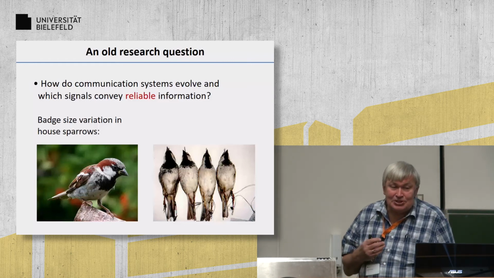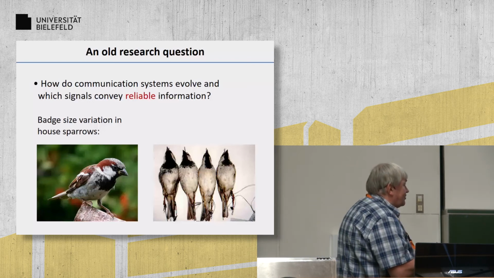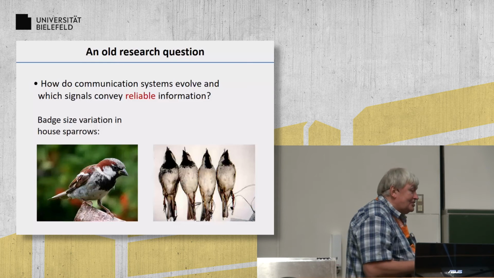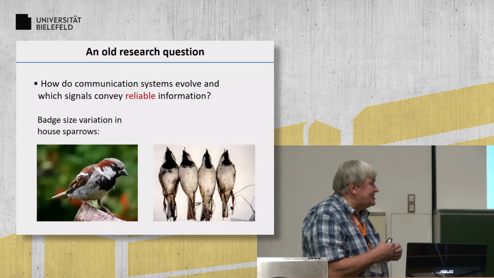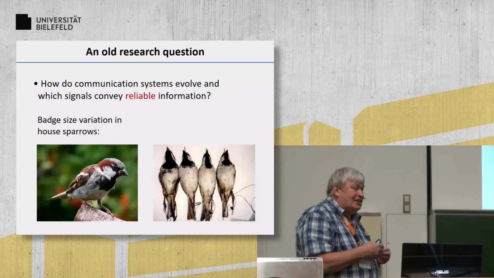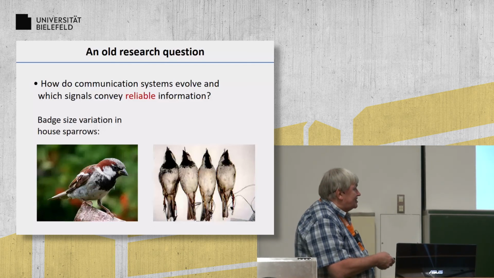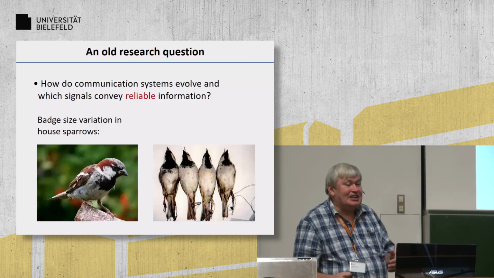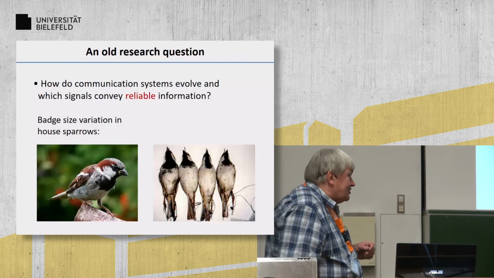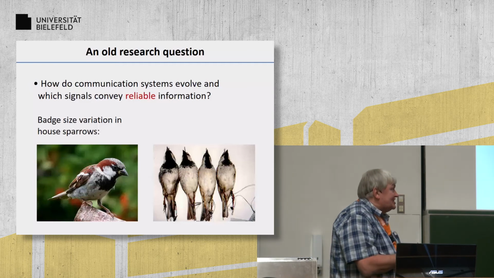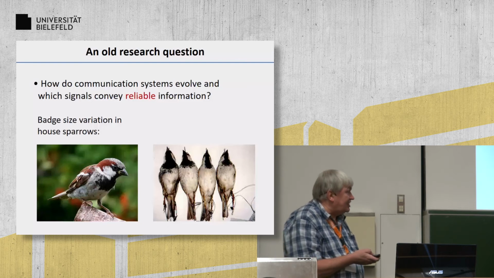And this badge is used in their intraspecific communication. So in a sense, this is a kind of threat signal. If a typical house sparrow meets another one with a big badge, then it will not easily start a fight over a certain resource that is at stake. Whereas if it meets another one with a small badge, then it is much more prone to attacking this one. And the interesting thing is now why? How can this signaling system and signal response system have evolved and how can it be maintained?